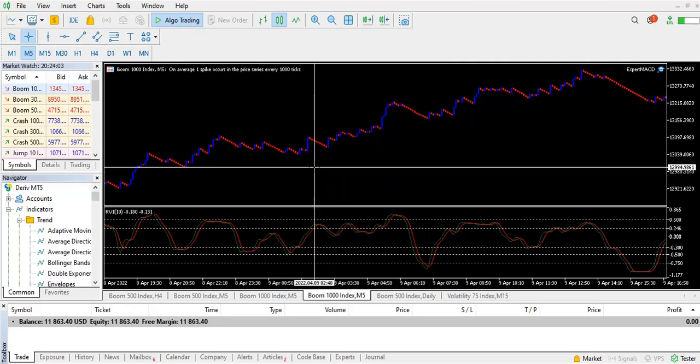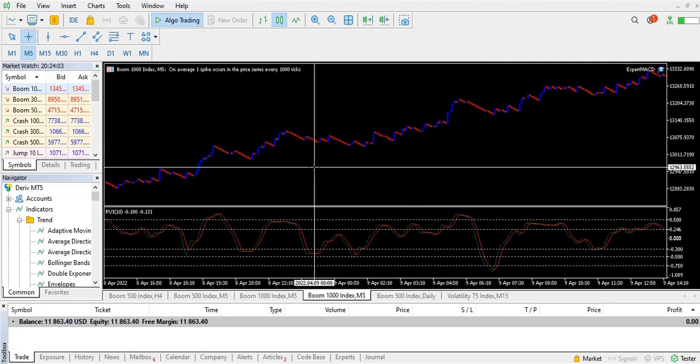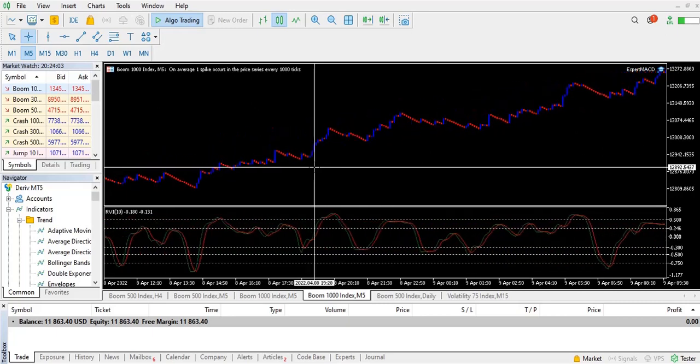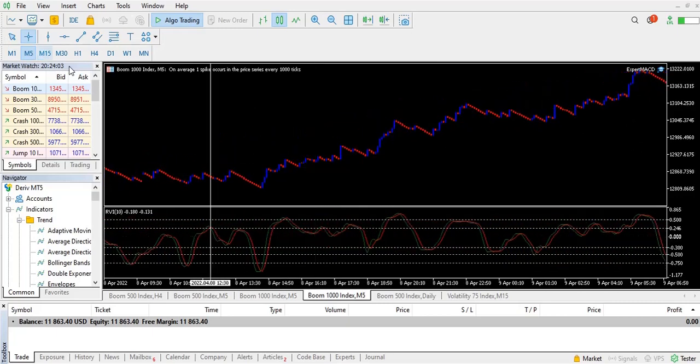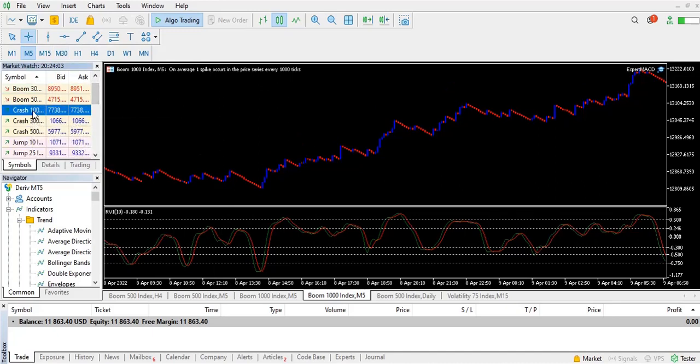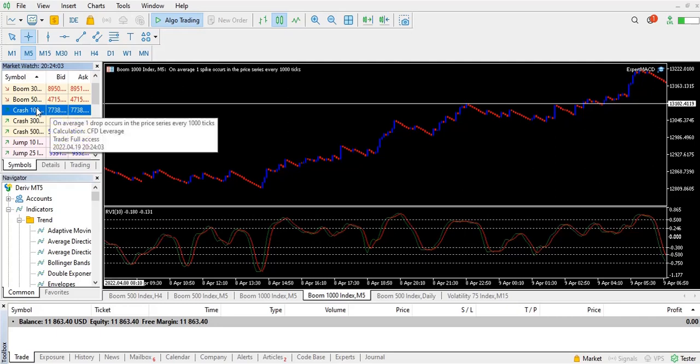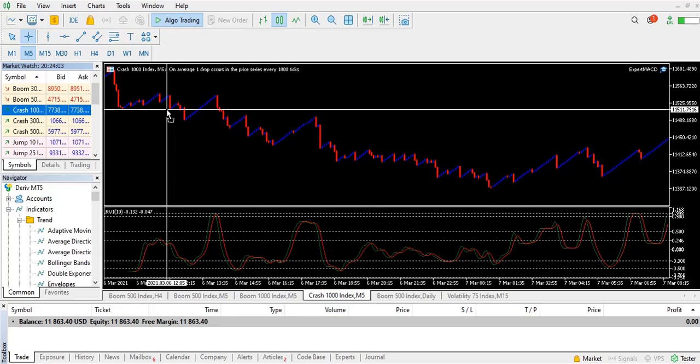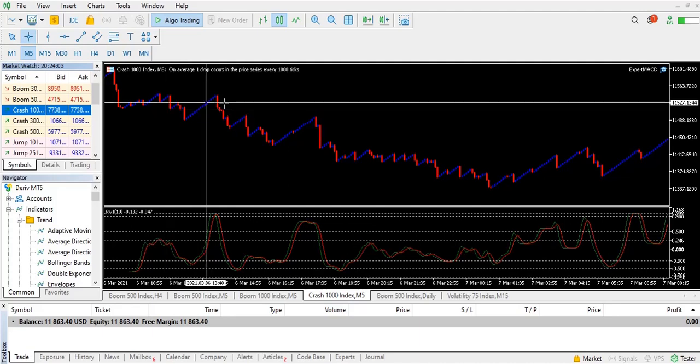Then you will make your money, no doubt about it. You will surely make your money. So let me show you Crash 1000 also, for you to know that it also works on Crash. It also works on Crash 1000, Crash 1500, Boom 1000 and Boom 500.